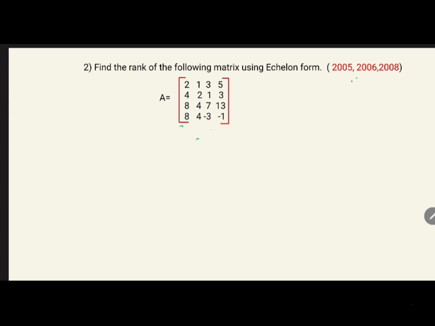Let's start the second problem. Find the rank of the following matrix using echelon form. Okay, this has been asked 3 times, 2005, 2006 and 2008. First let me write down the matrix once again. Okay, here is the matrix. A is equal to 2 1 3 5, 4 2 1 3, 8 4 7 13, 8 4 minus 3 minus 1. Yes, so this is the matrix that is given.